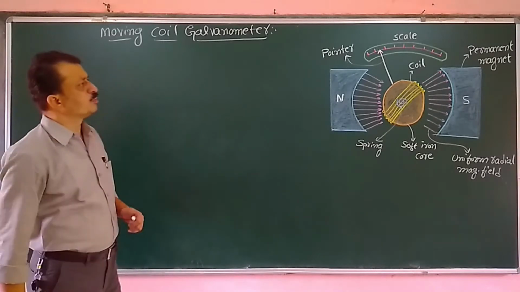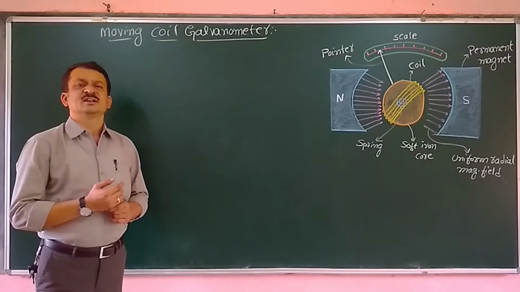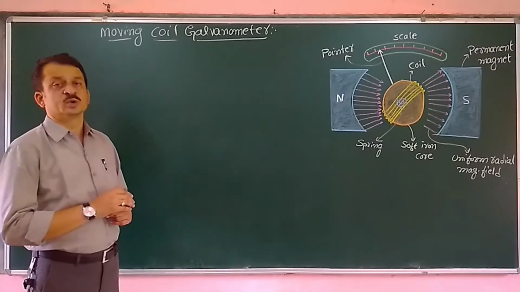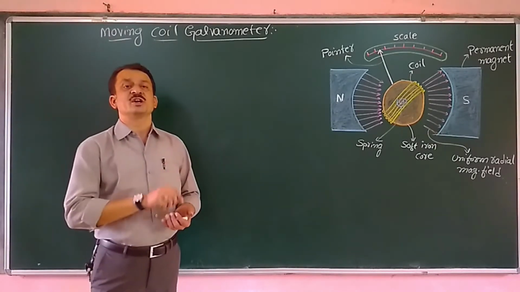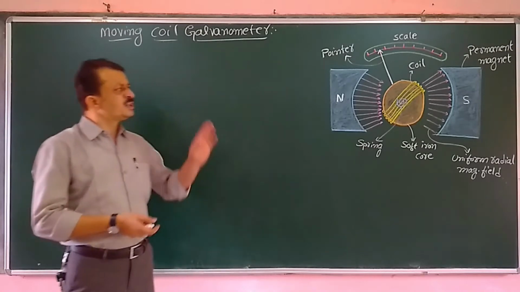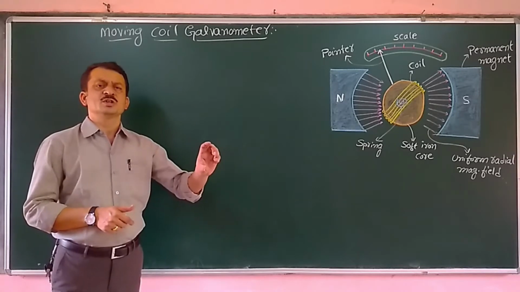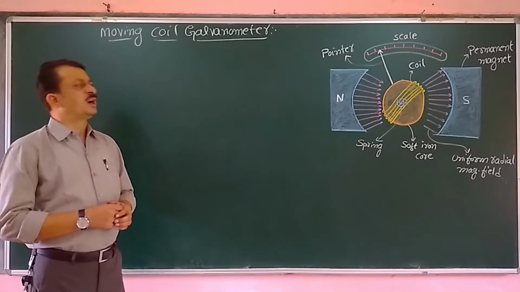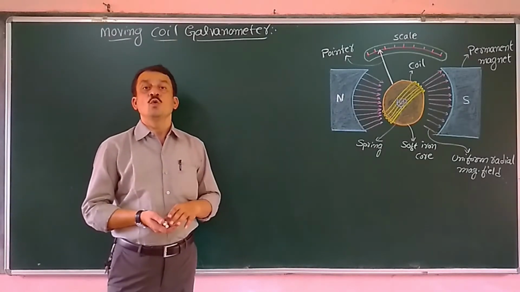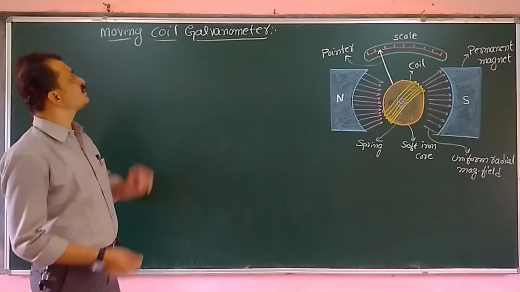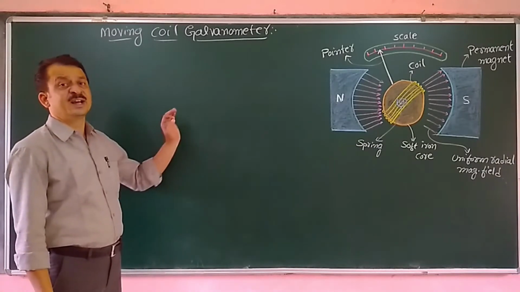Then what is a moving coil galvanometer? It is a device which detects the current in the circuit. It only detects the current and it is not going to measure how much current is flowing. In order to measure how much current is flowing, we are going to make use of an ammeter. And in order to measure the potential drop at a particular segment of the circuit, we are going to make use of a voltmeter. Now this is the basic device, moving coil galvanometer. It is a current detecting device.